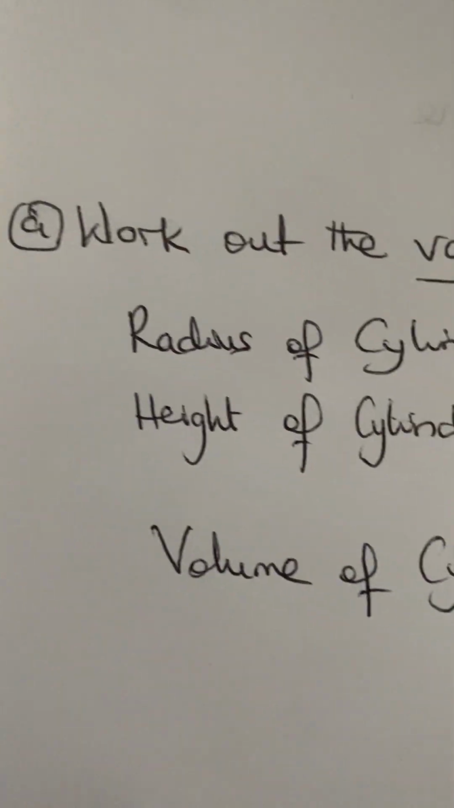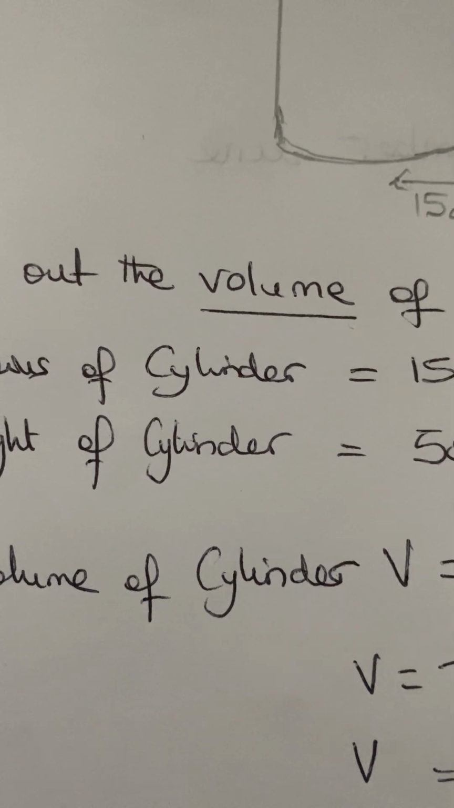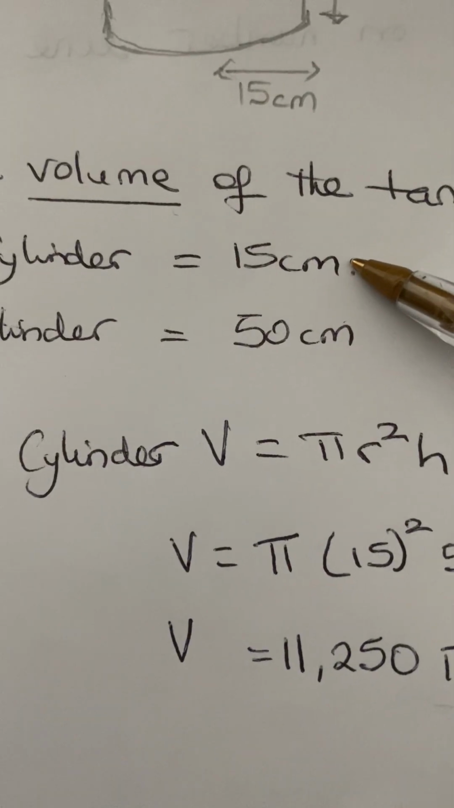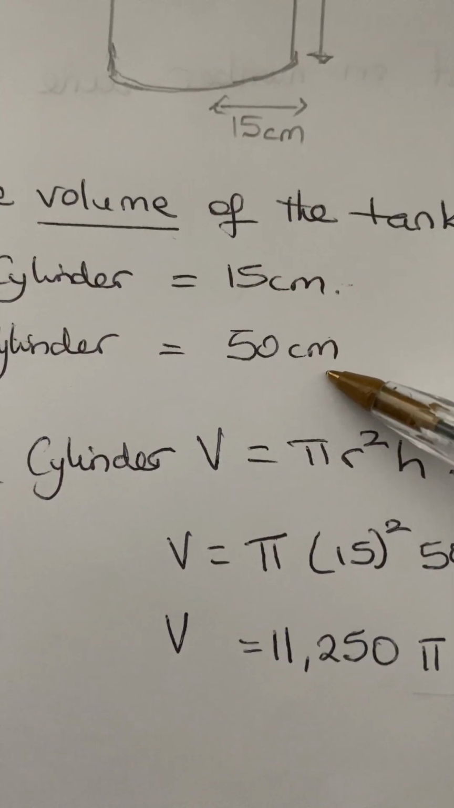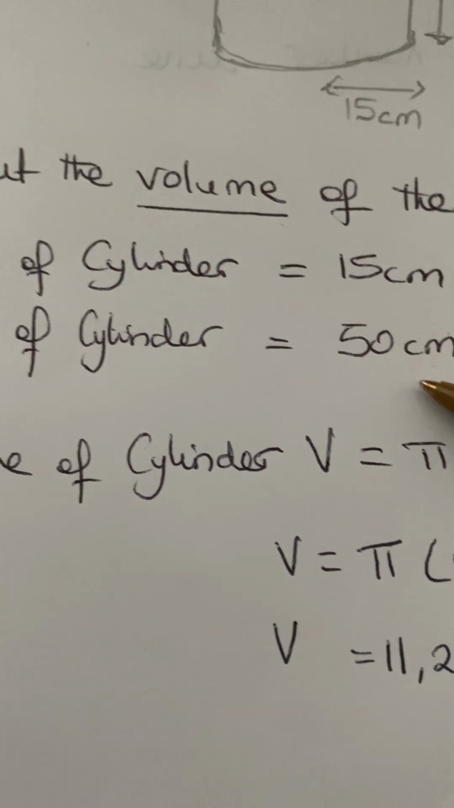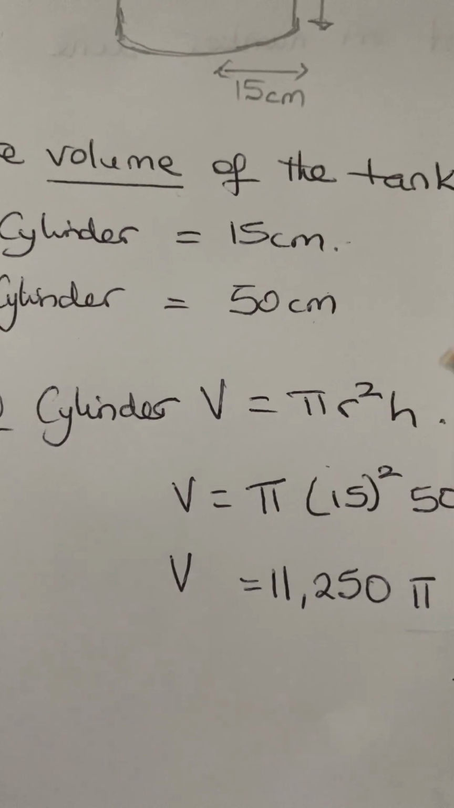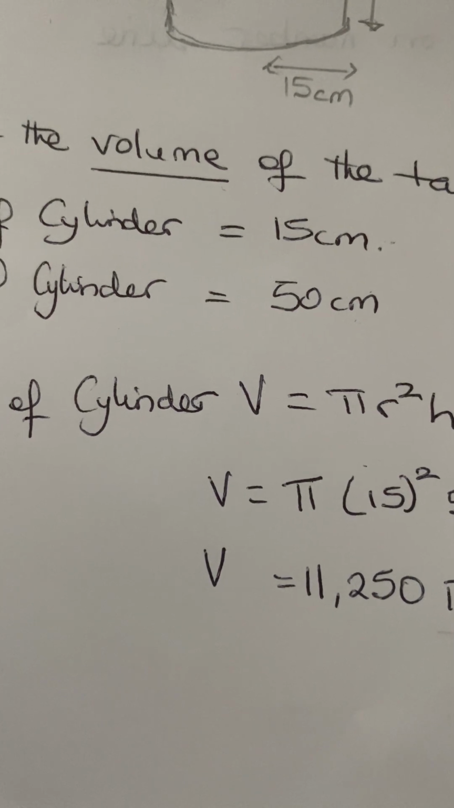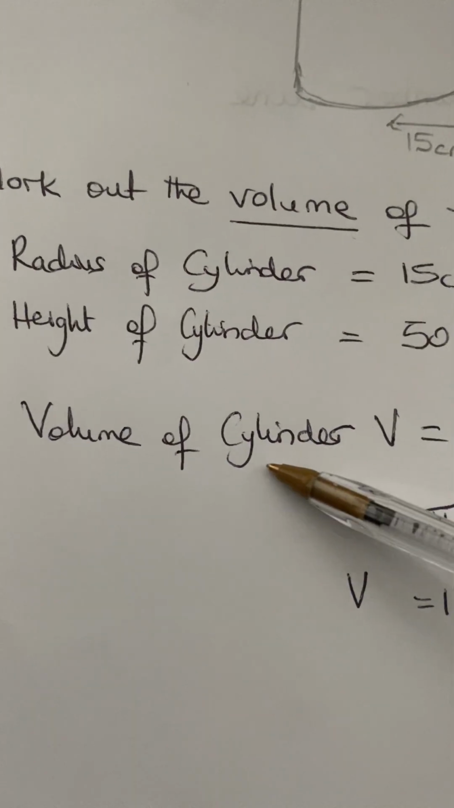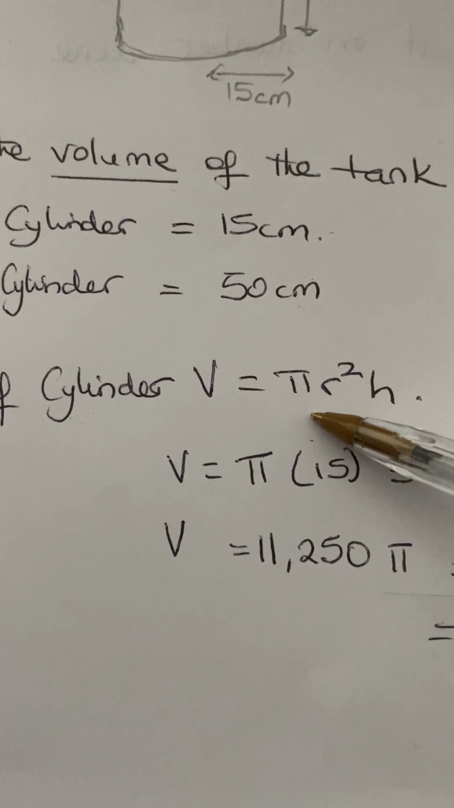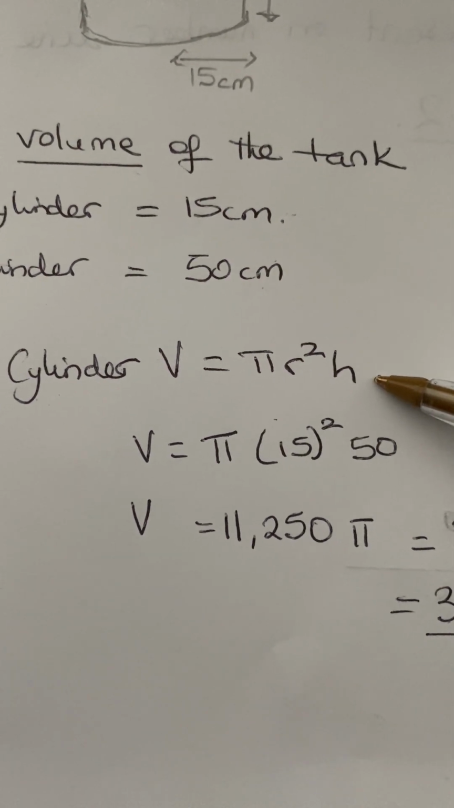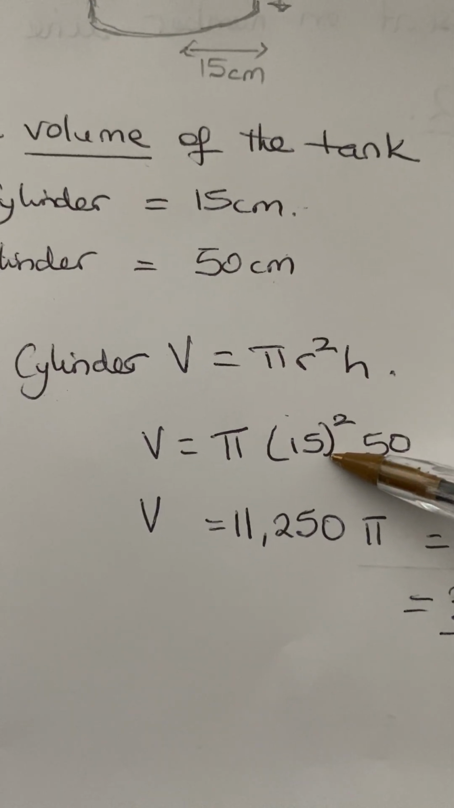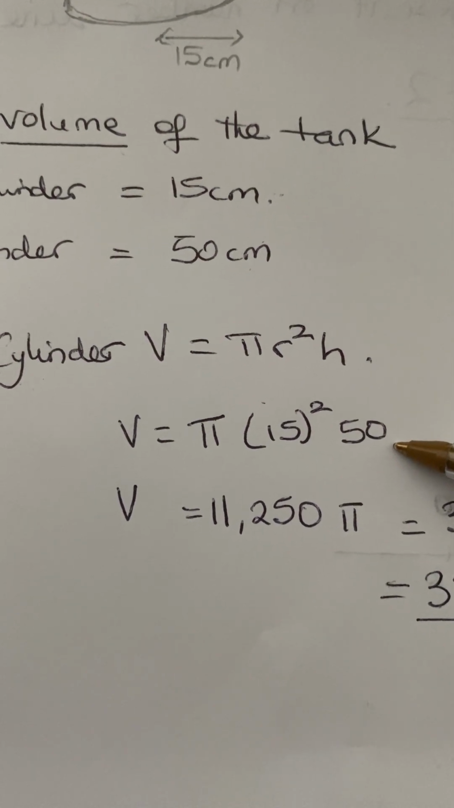So it can contain water, anything. They are asking you to find the volume. The radius is 15 centimeters. The height is 50 centimeters. You need to know the volume of the cylinder, otherwise you can't do this question. It should be on your flashcard. So the volume of the cylinder is pi r squared h. So pi r squared is 15, h the height is 50.